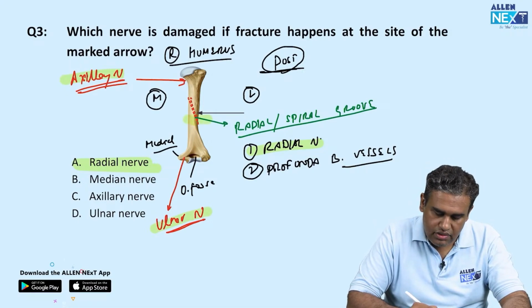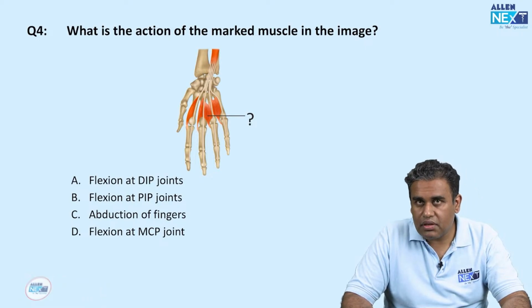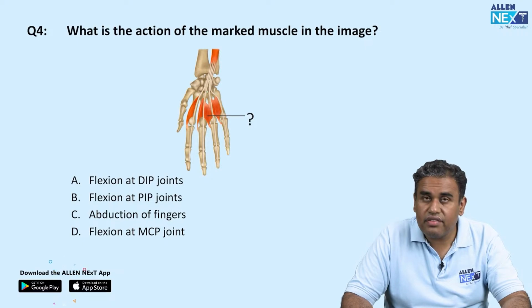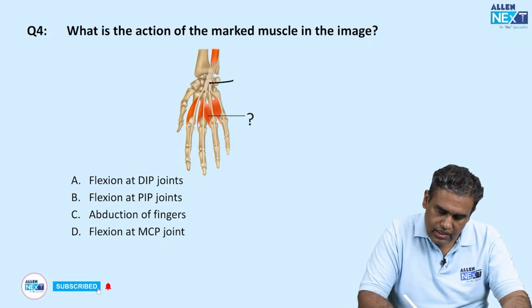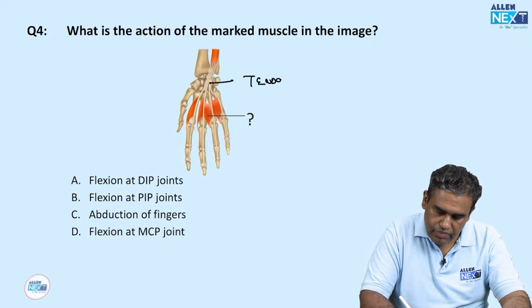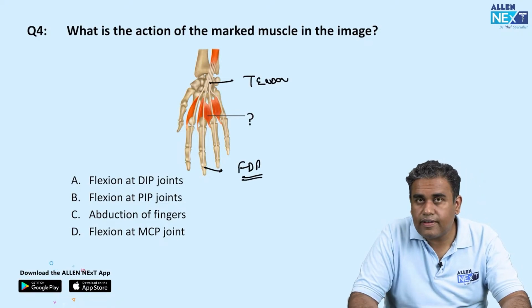Here they are asking about the mid shaft, the answer is radial nerve. Right? Good question. Let's see the next one. What's the action of the marked muscle in the image? Now, how to identify the muscle? Only when you identify the muscle, you can identify its action. You can see these long tendons. These are tendons of a particular muscle. These are going towards the distal phalanx. They are obviously the flexor digitorum profundus.